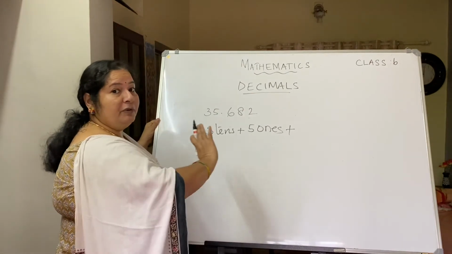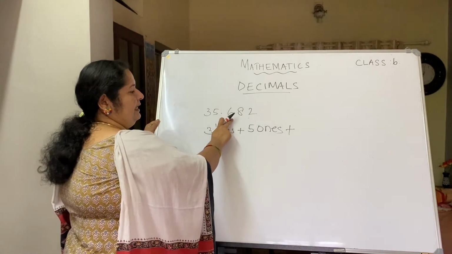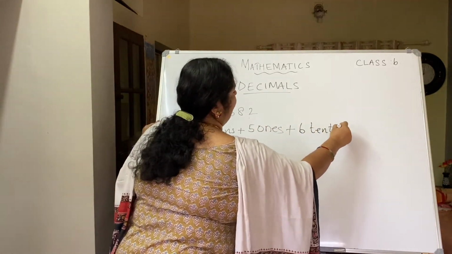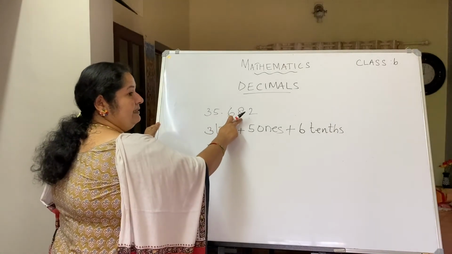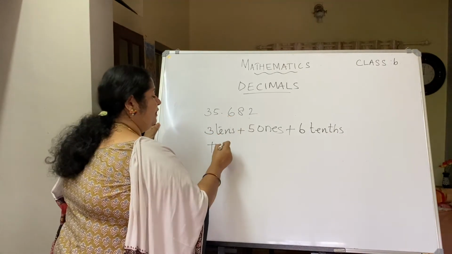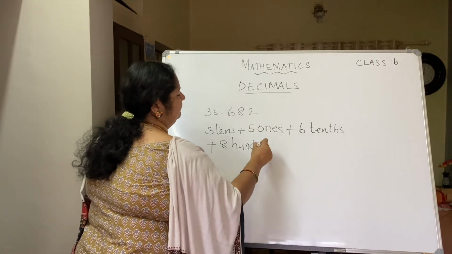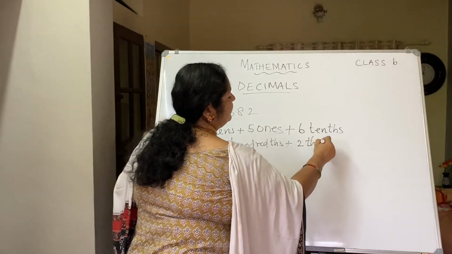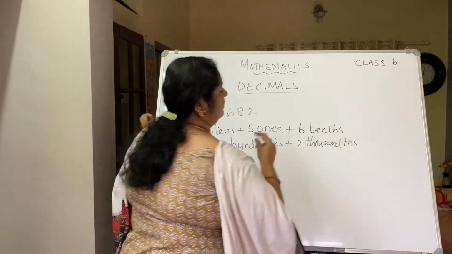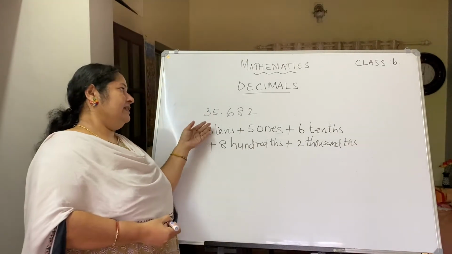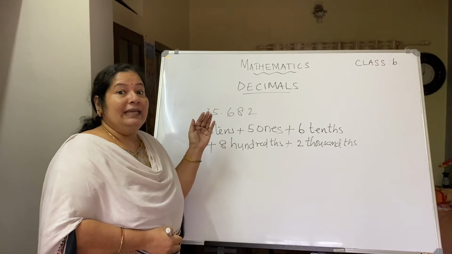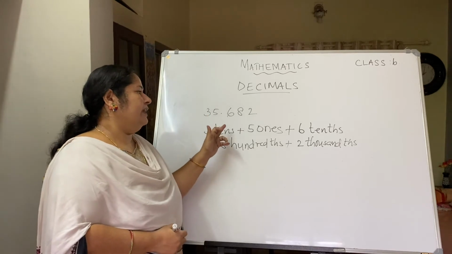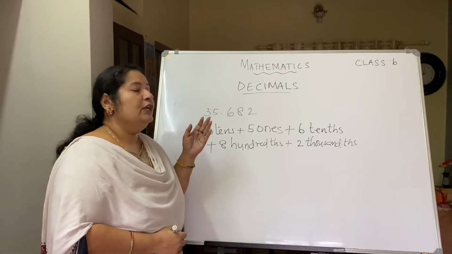Plus, now we are going to write the decimal part. What is the place here? 10th place. So this will be 6 tenths. Plus, next place is 100th place. The digit there is 8. So it will be 8 hundredths. Plus, this is 1000th place. So 2 thousandths. So this decimal is read in two ways. You read it as 35.682, or in the expanded form with the places: 3 tens plus 5 ones plus 6 tenths plus 8 hundredths plus 2 thousandths.